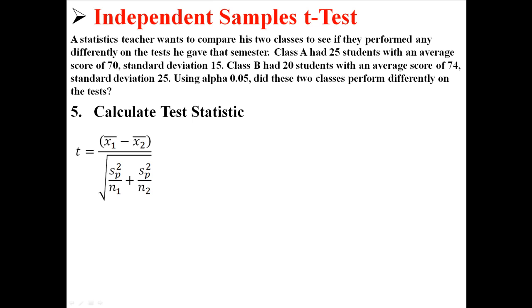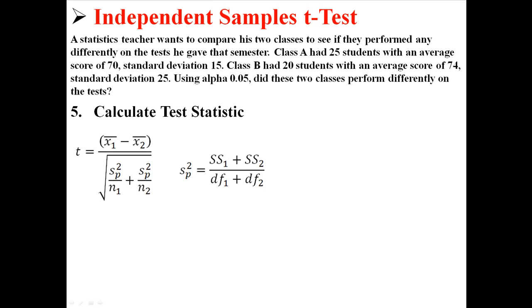This is the t equation we're going to work with. It has sample mean 1 and sample mean 2, which we already know. It has n1 and n2, which we already know. And then it has sp squared, which is actually the pooled variance. And we're going to need to calculate that before we put it in the equation.